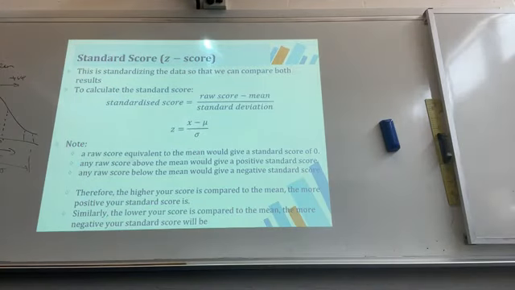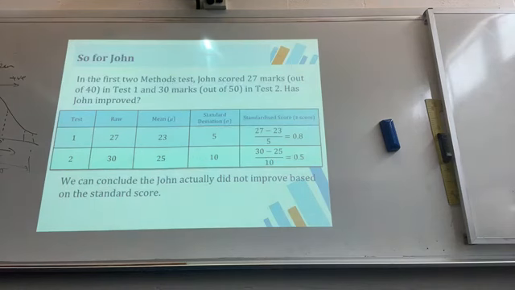So that you are away from the mean. So now if we calculate for John the first two tests, John scored 27 marks and 30 marks. So we can now work on the standard score. The standard score, also called the Z score, for test 1 is 0.8, and for test 2, the standard score is 0.5. So in that case, we can conclude that John actually did not improve based on the standard score.